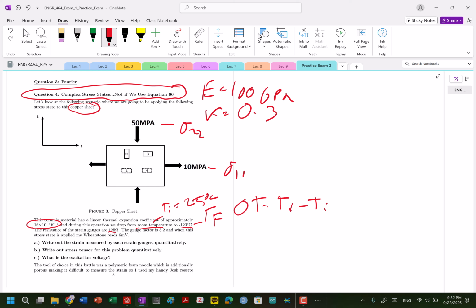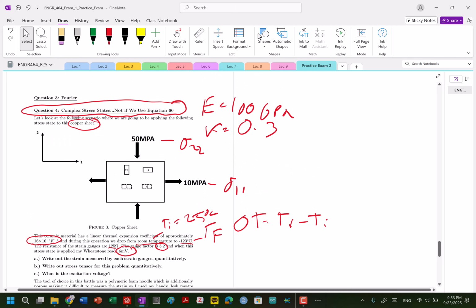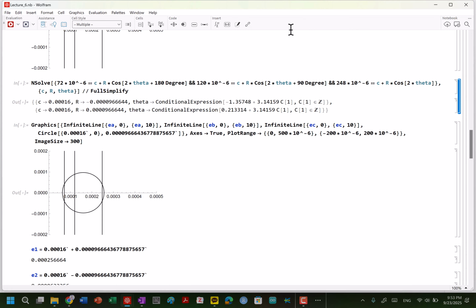Resistance strain gauges are here. Gauge factor is this. When the stress state is applied to my Wheatstone bridge, it reads 6 millivolts. So we need to solve out for all the strains, write out the stress tensor for this problem, and then figure out our excitation voltage. Excellent. So what we're going to do is go over here and set up our solution.